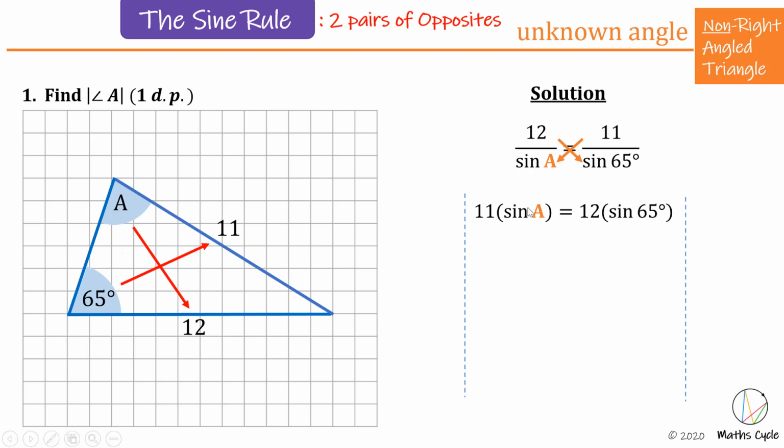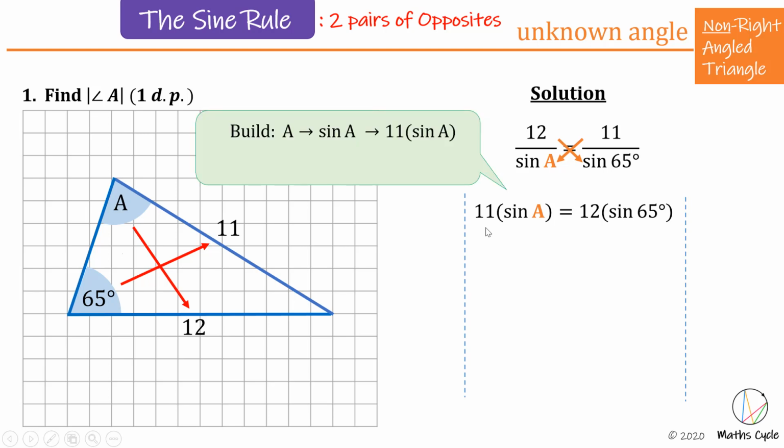Now we're trying to solve for A, and if you look here on the left, there's quite a lot going on with A, so let's investigate that. If I wanted to build the left hand side there, I would start with the angle A, then take the sine of the angle A and then multiply by 11. So what I need to do to solve for A is reverse that. I'll be going from the 11 times sine A back to sine A back to A, and we'll be doing it in that order.